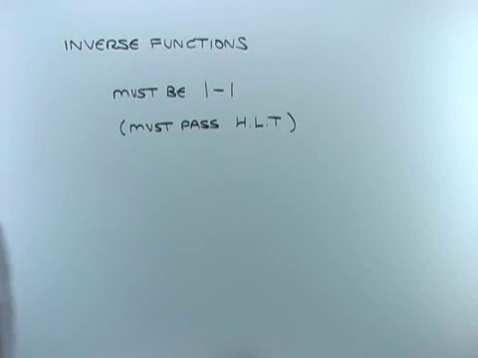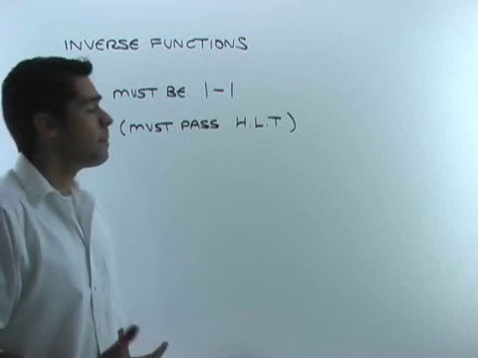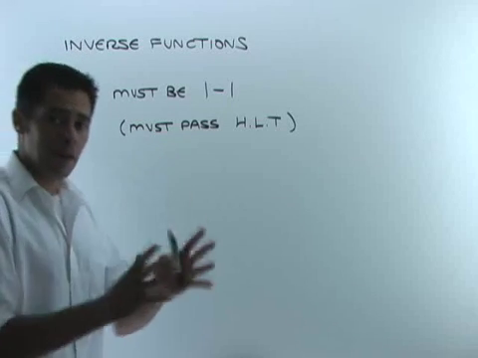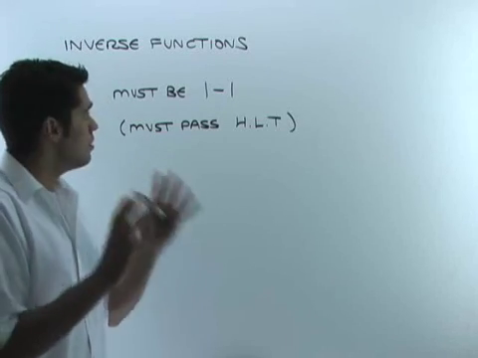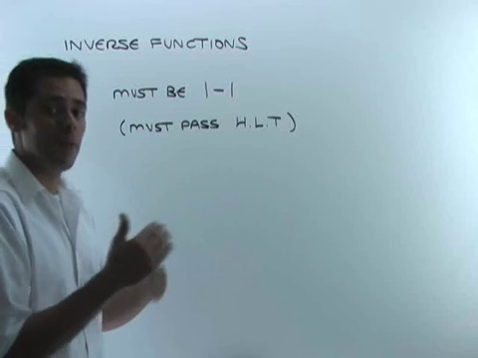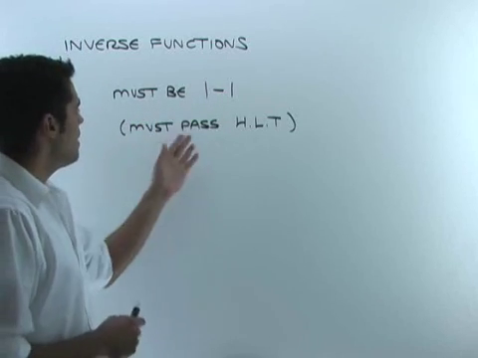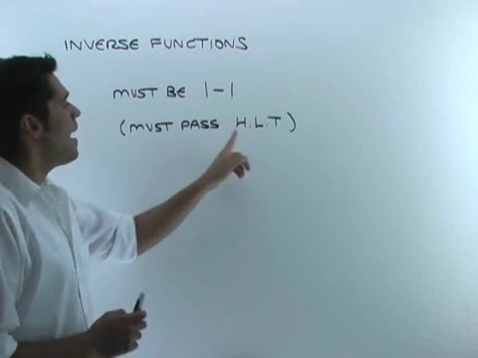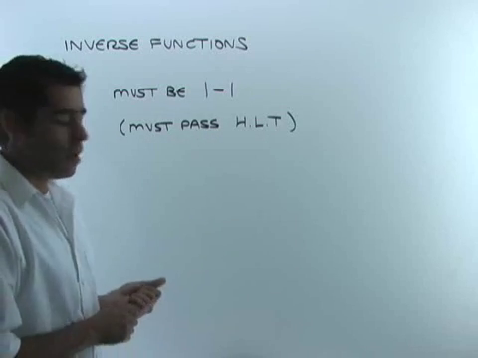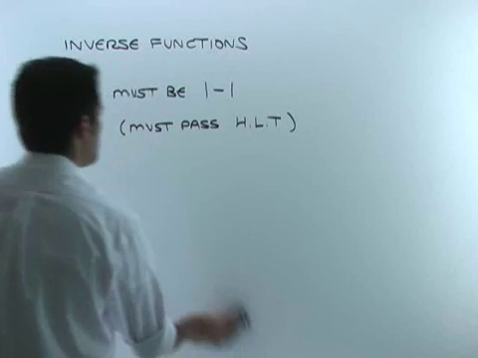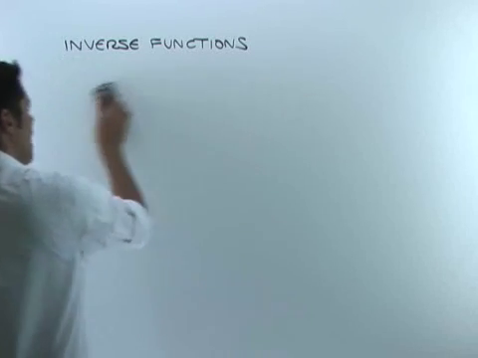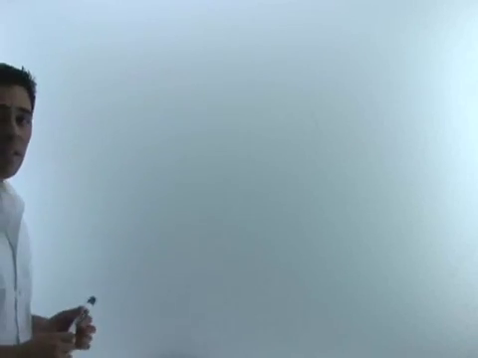All right, let's talk about what are called inverse functions. Now, in order for a function to have an inverse, you have to start with a function, and it must be a one-to-one function. That means if you look at the graph, it must pass the horizontal line test. So what we're going to do now is I'm going to show you how you can take a function and find its inverse.